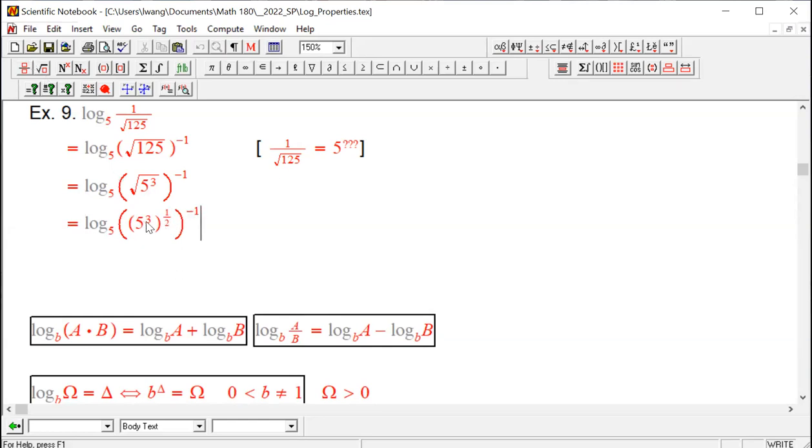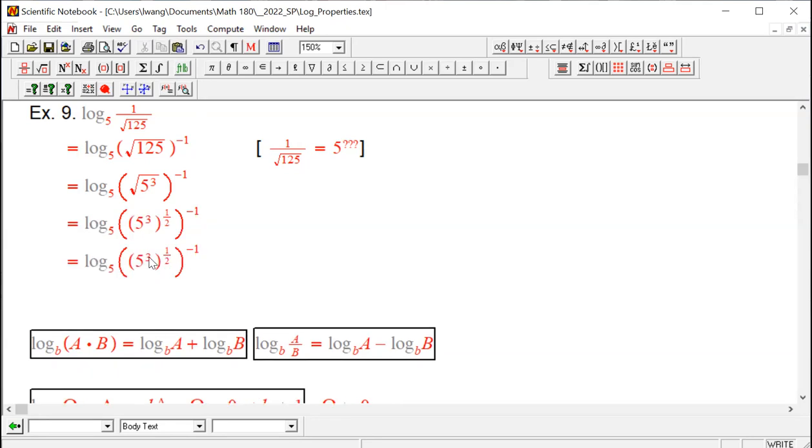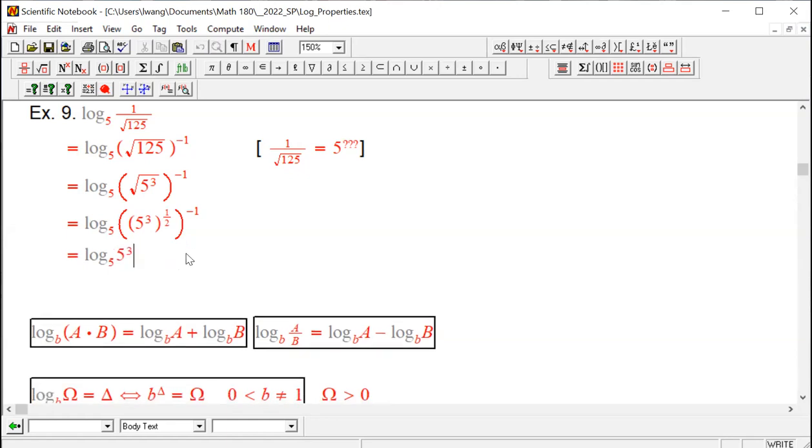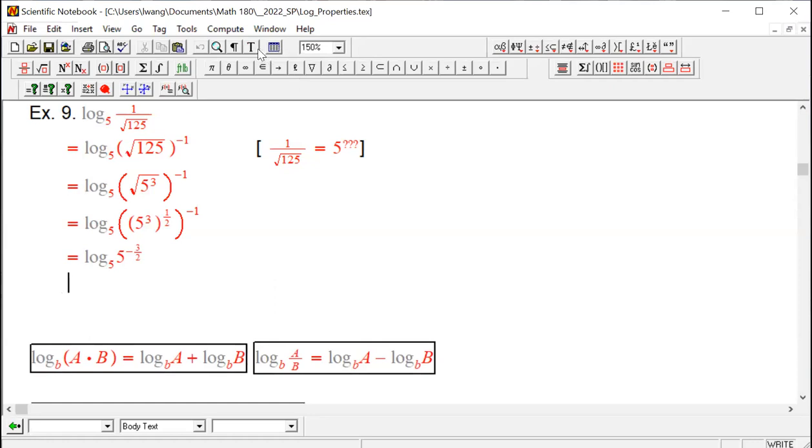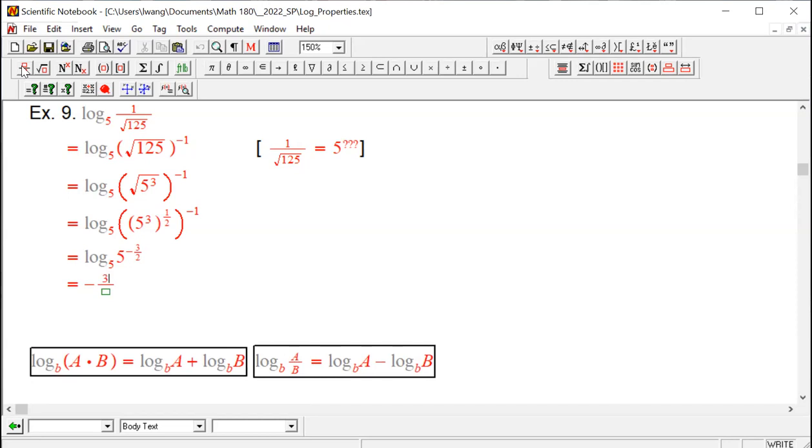And then we just multiply these 3 powers. So 3 times half is 3 halves. 3 halves times -1, so we get in the end, what do we get? -3 halves. So the answer is going to be -3 halves.